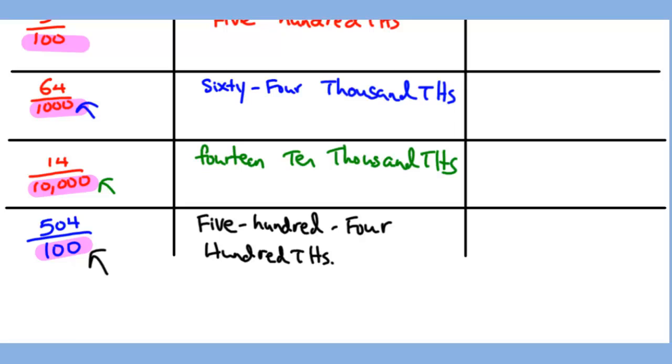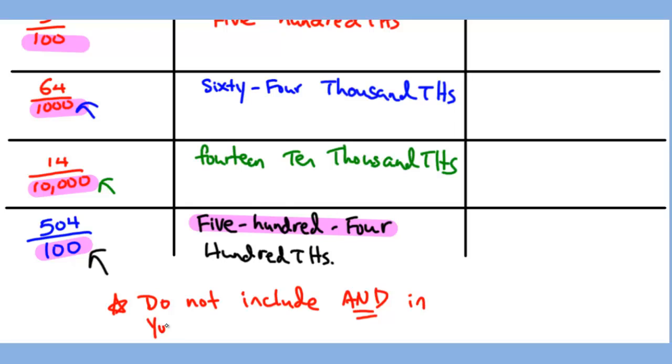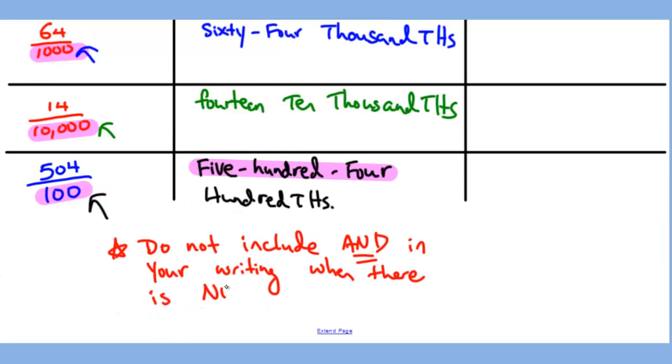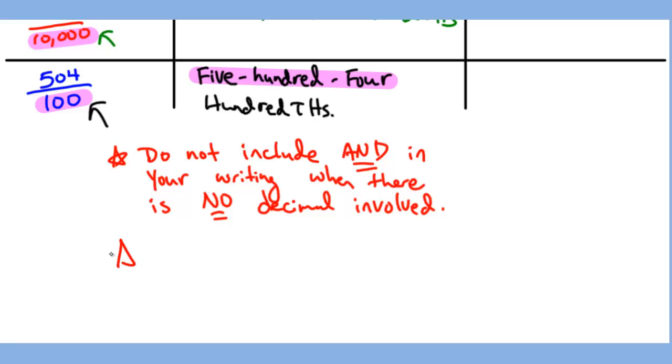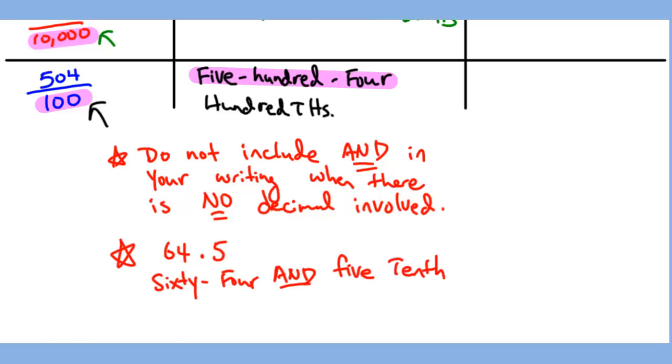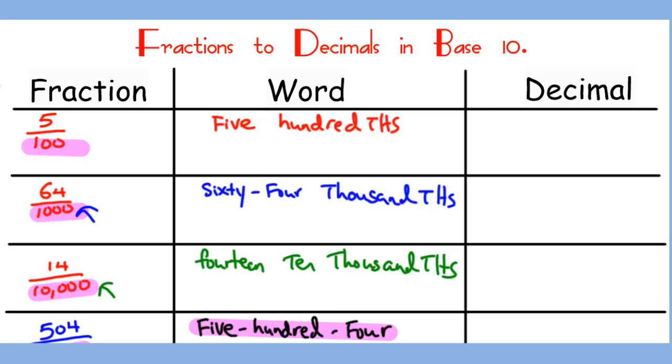Something that I need to point out on the last one is that when I write 504, I did not write it with the word and, because when you're writing the word and, it actually means a decimal place value, and given that 504 does not have a decimal place value, please do not include the word and in it. The only time you can use the word and is in this case, 64 and 5 tenths.